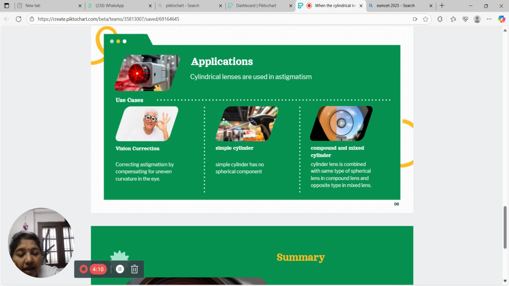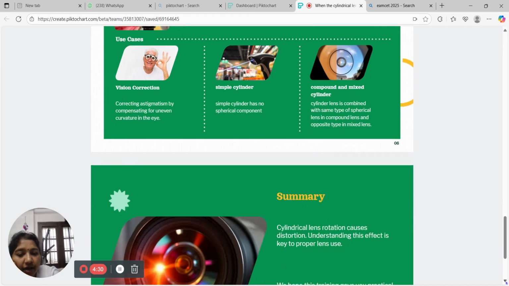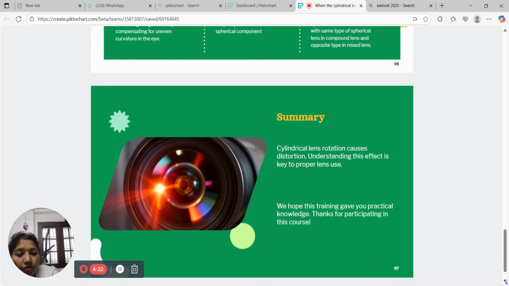If the same type of spherical component is added, that means if a concave spherical component is added to a concave cylinder, then it is called a compound lens. And if a convex cylinder component is added to a concave spherical component, it is named a mixed lens. Okay, I hope you understand the image distortion of the cylindrical lens.